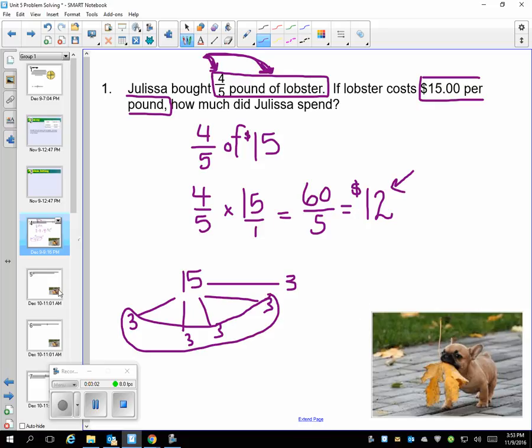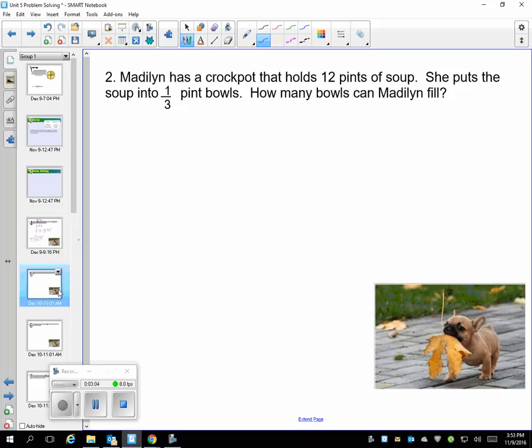Okay, let's do another one together. Madeline has a crock pot that holds 12 pints of soup. She puts the soup into 1/3 pint bowls. How many bowls can Madeline fill? Okay, pause the video while you take a moment to think about what she's doing here. Is she going to multiply? Is she dividing? Even adding or subtracting?